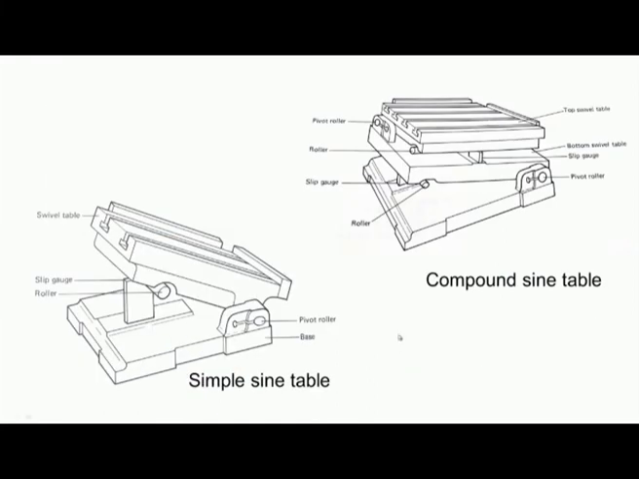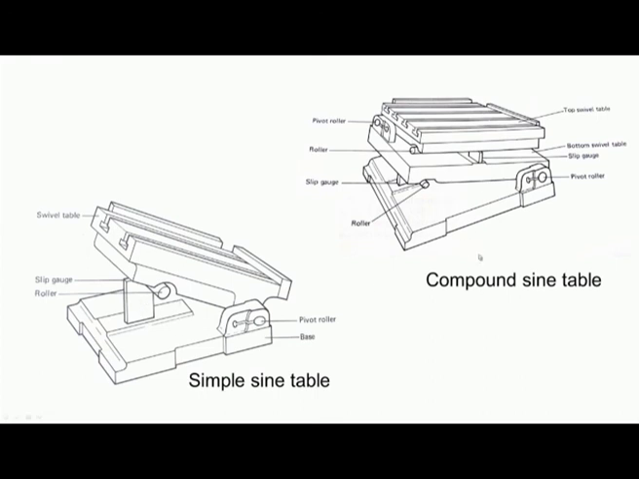Now, these are schematic views of a simple sine table. Here we have only one swiveling table, a pivot and a roller which is fixed to the bottom of the swiveling table, and this is the reference surface on which the slip gauge should be placed. So, between the roller and the reference surface, the slip gauge can be placed and then the required angle can be maintained.